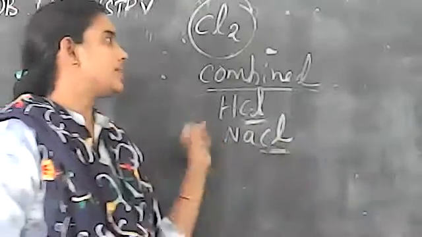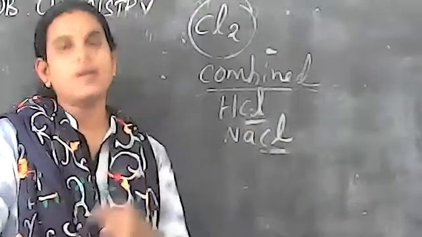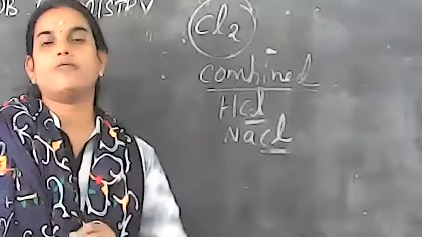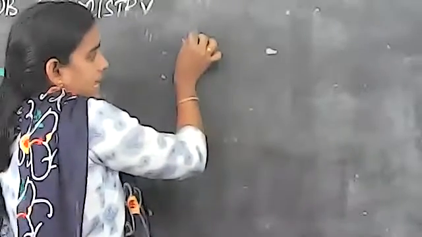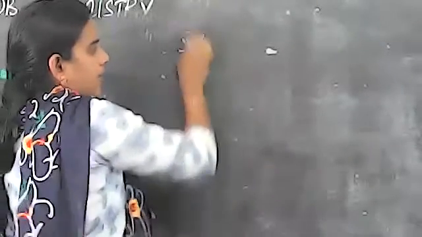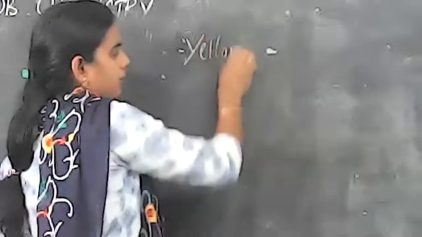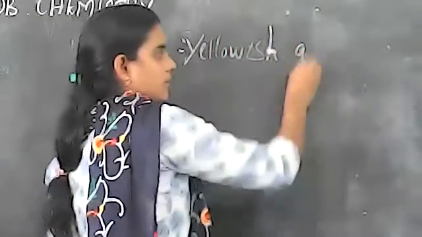Okay. So let me see what happens. What is the preparation for chlorine, the laboratory preparation? What are the materials needed for the preparation? Okay. So here, first of all, the color of chlorine gas is yellowish green. Note down this point. The color of chlorine is yellowish green.